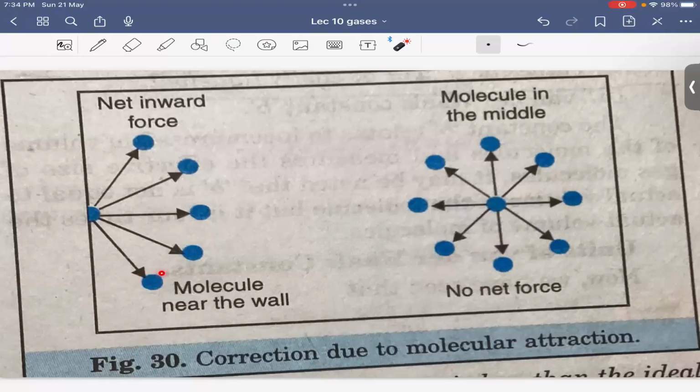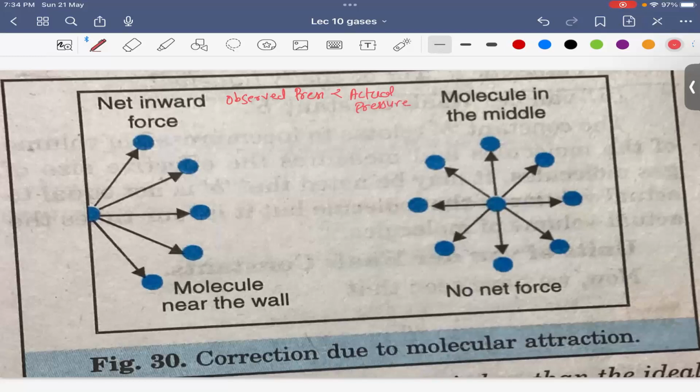On the other hand, when the molecule approaches the wall of the container, it experiences an inward pull as a result of attractive forces exerted by the neighboring molecules inside the vessel. Thus, the molecule strikes the wall with less force than it would have if there were no attractive forces. Therefore, the observed pressure is less than the ideal pressure. Hence, we can conclude that observed pressure is less than actual pressure.